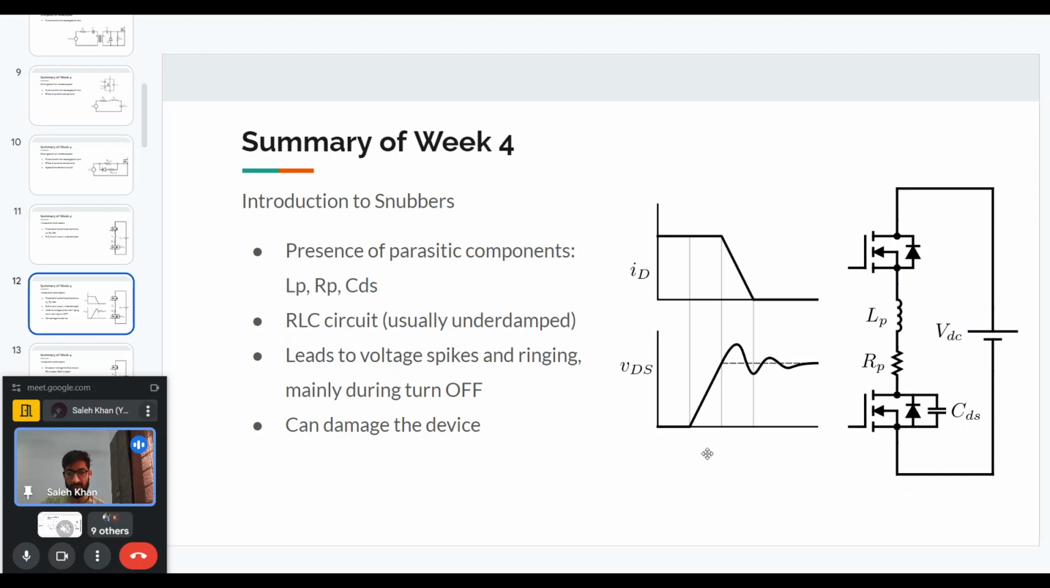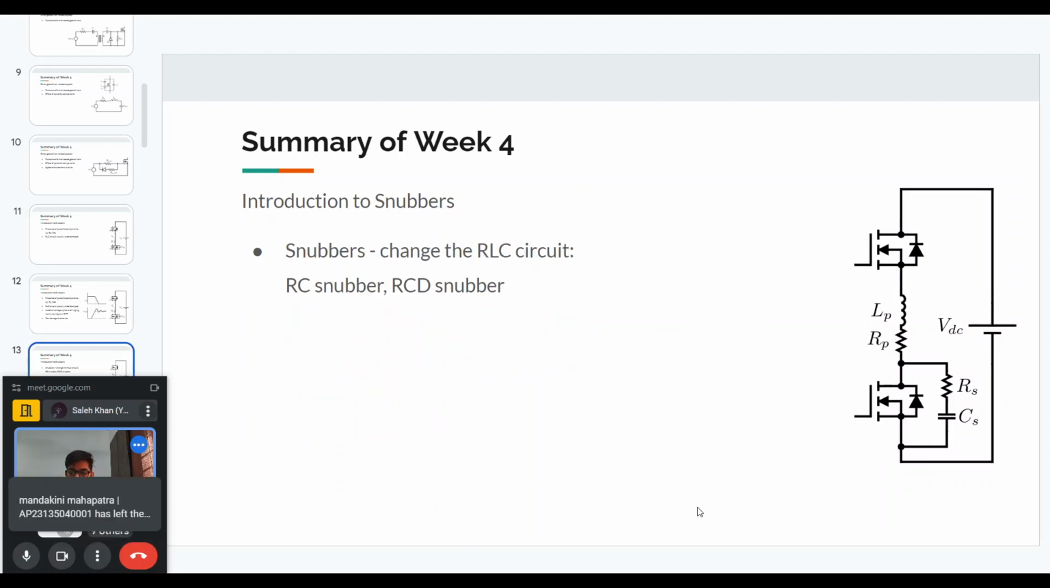So basically, the problem that we're facing is due to these parasitics. When the device turns on and off, and mainly during the turn off, there are some spikes in the voltage that can cause problems. So we want to limit those spikes, and for that, we use snubbers. There are many kinds of snubbers, and what we basically saw in the course were only two: RC and RCD snubbers.